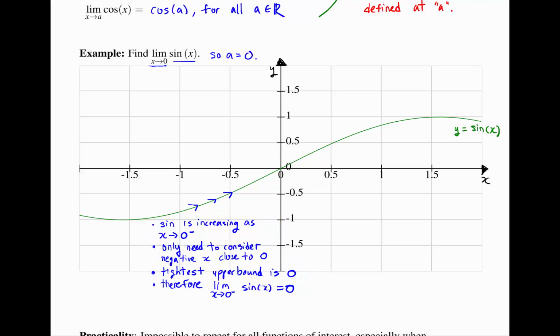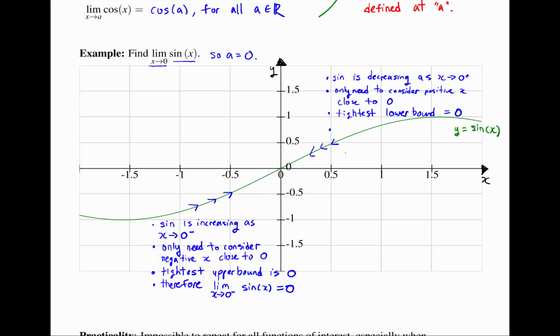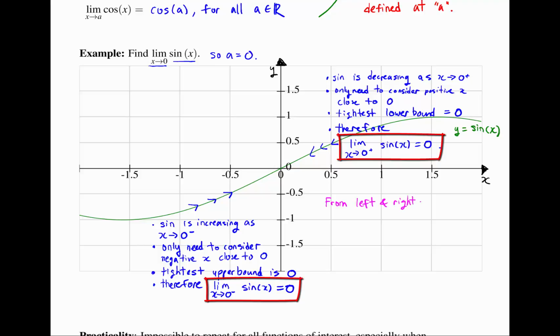The situation for approaching 0 from the right is similar, except we're actually decreasing, and that's because we're traversing this increasing function in the reverse direction, as shown here with the arrows, and clearly the tightest lower bound in that case is also y equal to 0, and hence the limit as x approaches 0 from the right of sine x is also 0. And so combining these two pieces, the limit as x approaches 0 of sine x is 0.